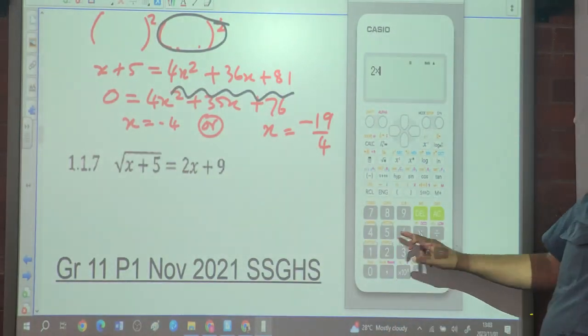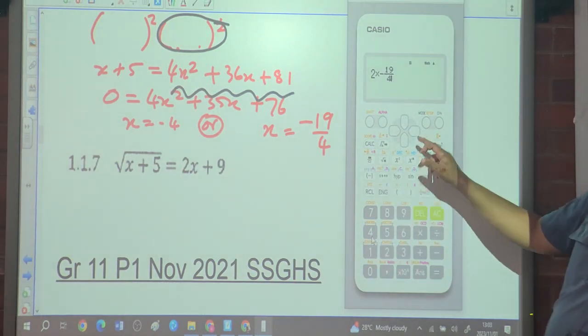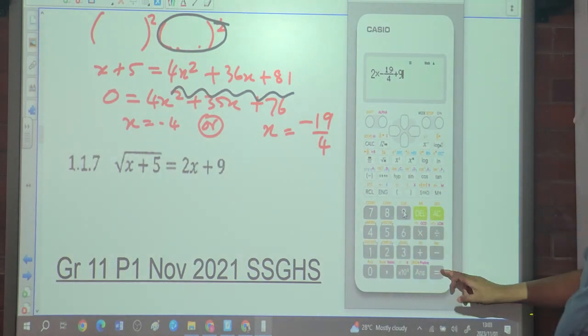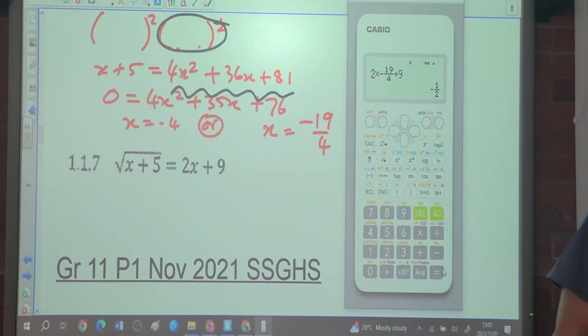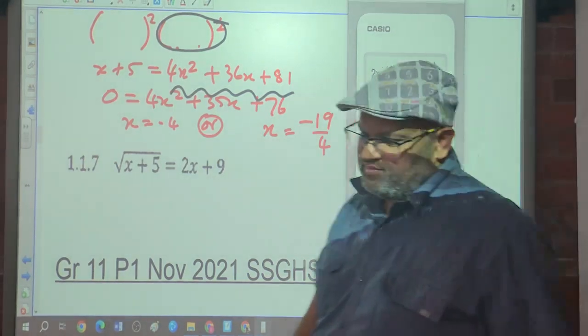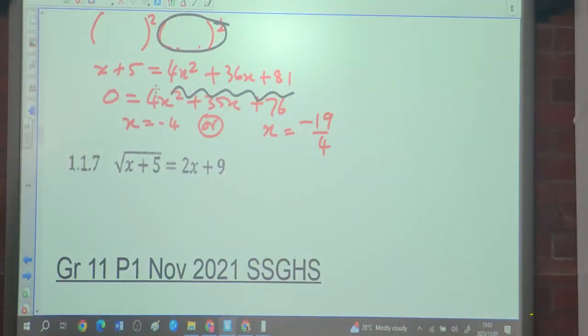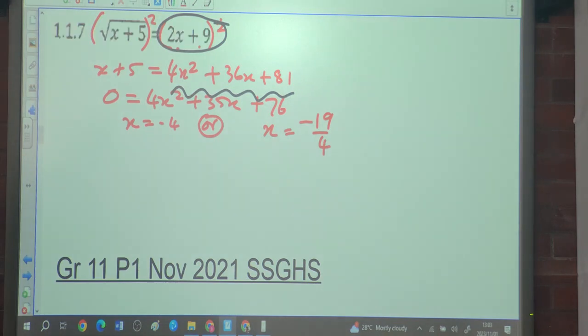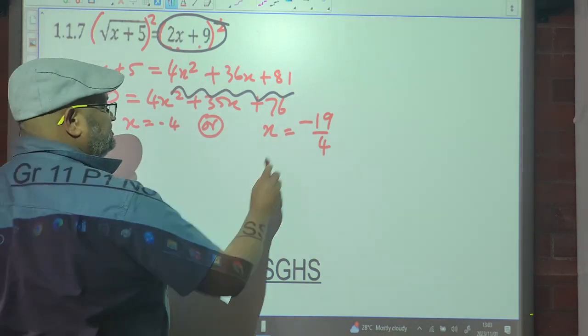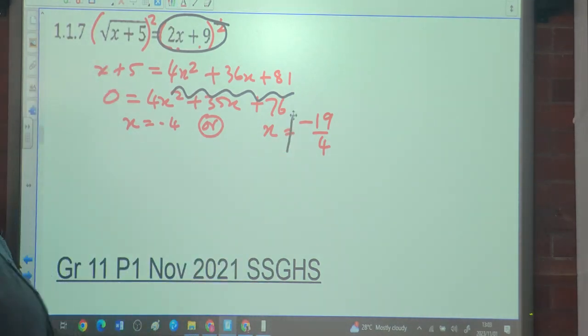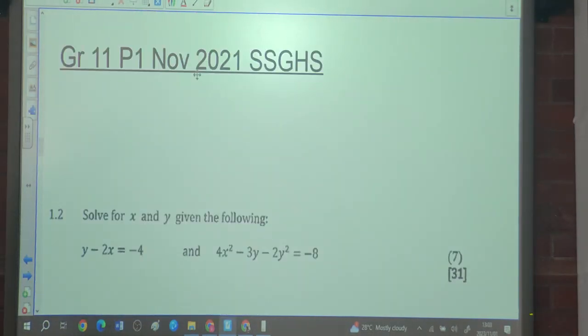So it's 2 times negative 19 over 4 plus 9. It's negative half. So is that one correct? No. So the second one is not a solution. I'll just put a line here to show that that one is not applicable.